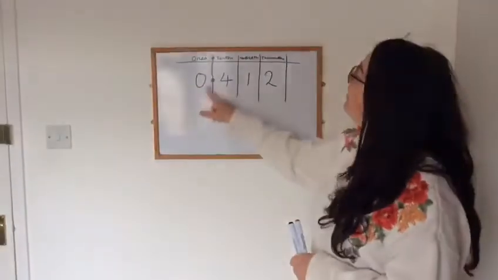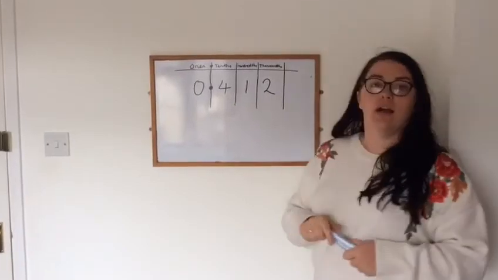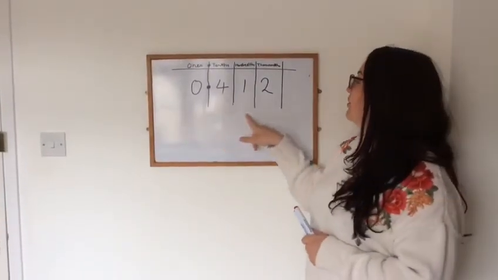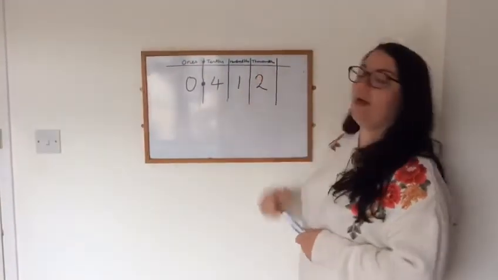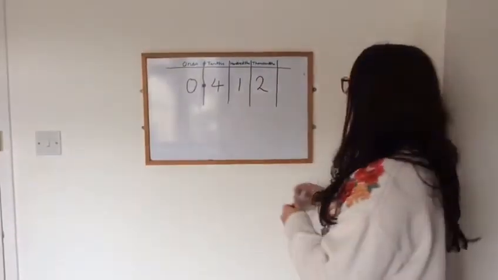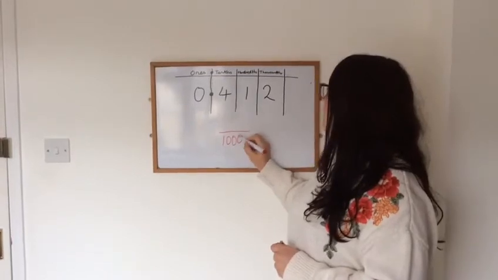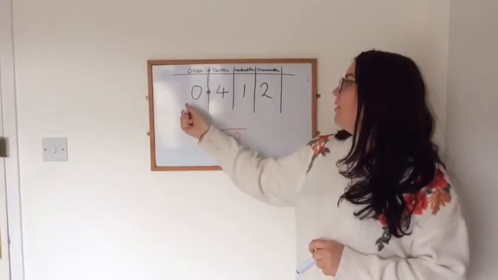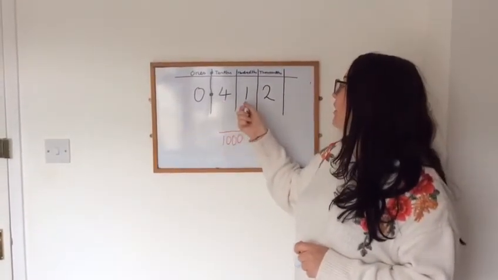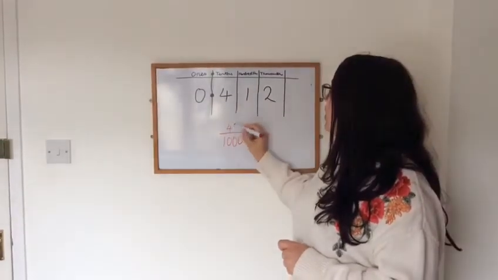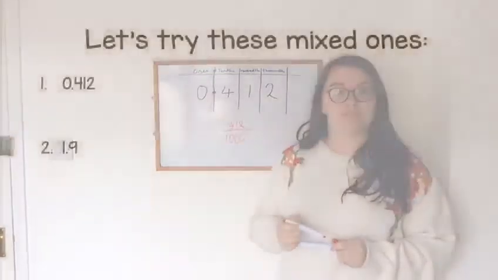Okay, so for 0.412, you need to look for the last digit, which we know is 2. It's in the thousandths column, so we know the bottom number is going to be 1000. We haven't got any whole numbers, so we know that it's going to be 412 over 1000.